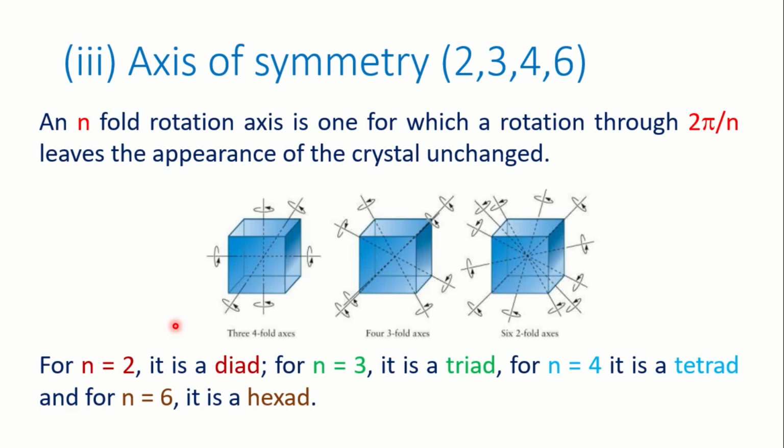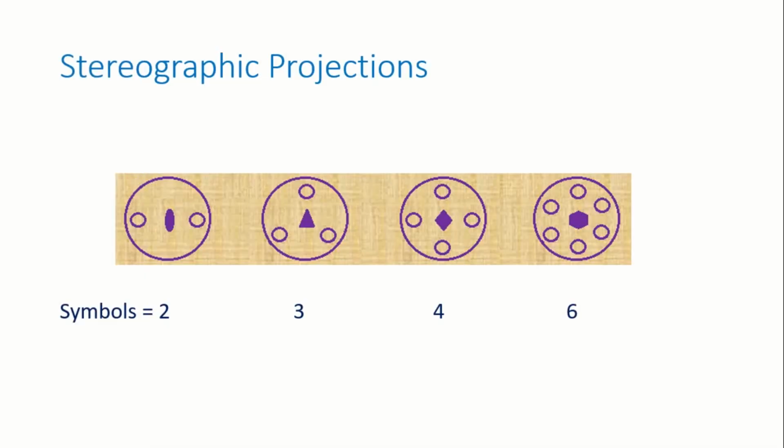Okay, for n equals 2, it is called a dyad. For n equals 3, it is called a triad. For n equals 4, it is called a tetrad. And a cube does not have a 6-fold axis of symmetry, but if some other unit cell or crystal has a 6-fold axis of symmetry, then for n equal to 6, it is called a hexad.